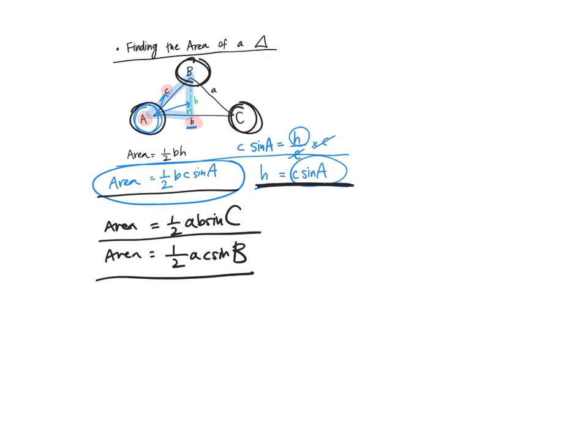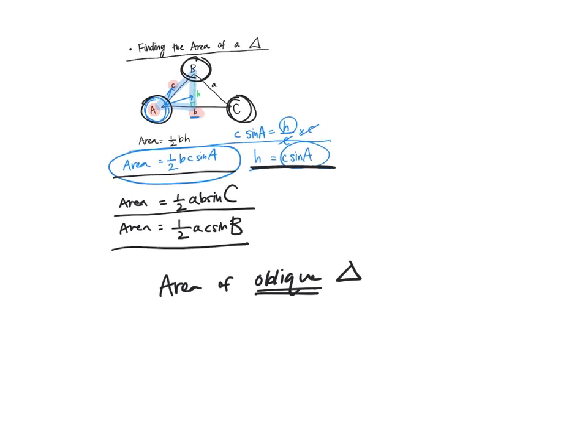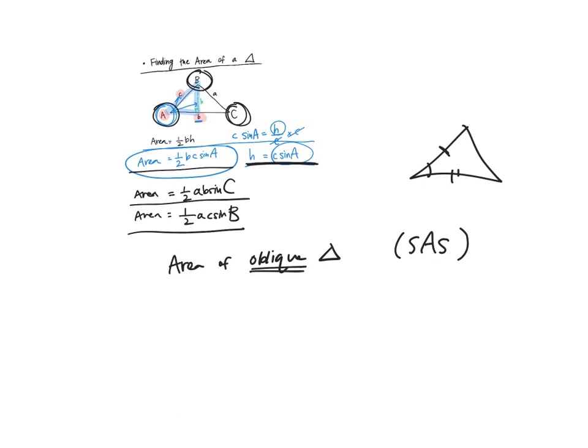So the easy way to remember this is that the area of an oblique triangle, which just means a non-right triangle, so an acute or an obtuse triangle, can be given by the following. This is if you're given side-angle-side information. So again, if you're given a side length, an angle, and a side length, you can do the following. The area is going to be as follows. 1/2, it's going to be side length 1, right?